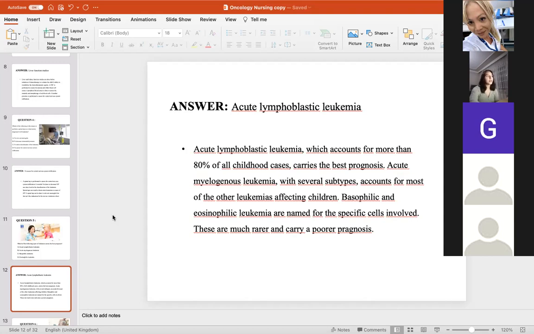Acute lymphoblastic leukemia, which accounts for more than 80% of all childhood cases, carries the best prognosis. Acute myelogenous leukemia, with several subtypes, accounts for most of the other leukemias affecting children. Basophilic and eosinophilic leukemia are named for the specific cells involved. These are much rarer and carry a poorer prognosis.